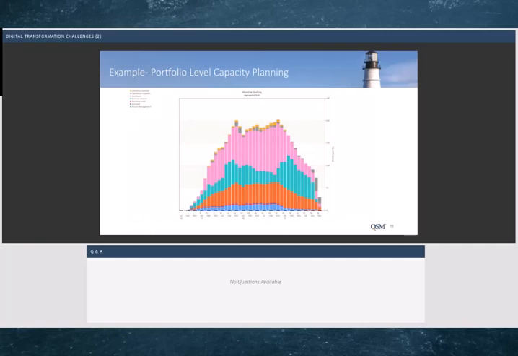This is kind of a high-level portfolio view. Same type of idea. Now we're looking at multiple releases within a digital transformation. And you can see here I've got multiple roles estimated over time. And again, we're estimating the capacity. How many people do we need to deliver this overall portfolio?